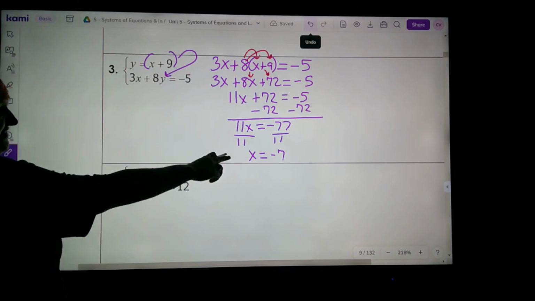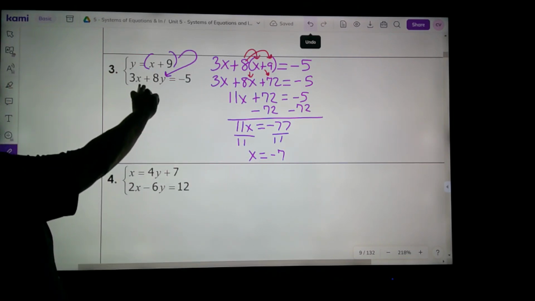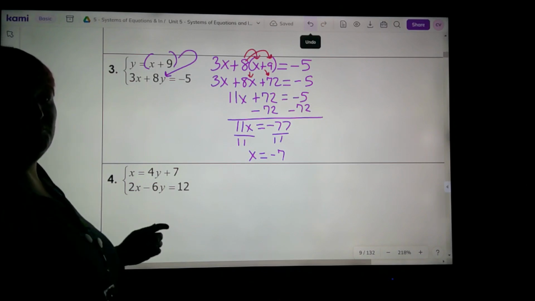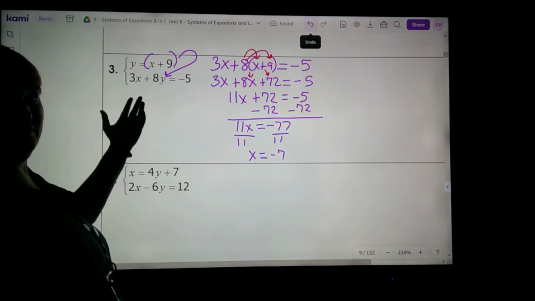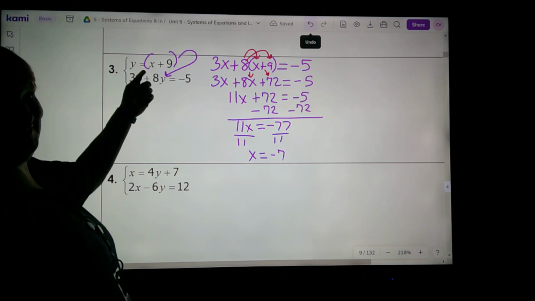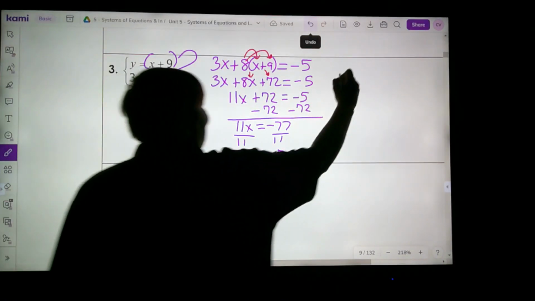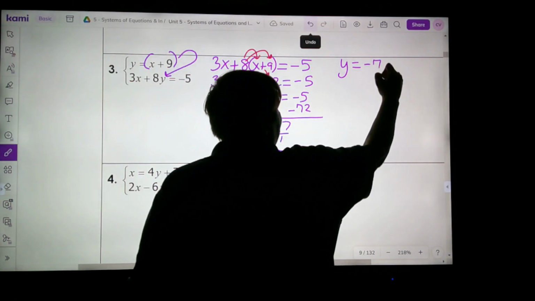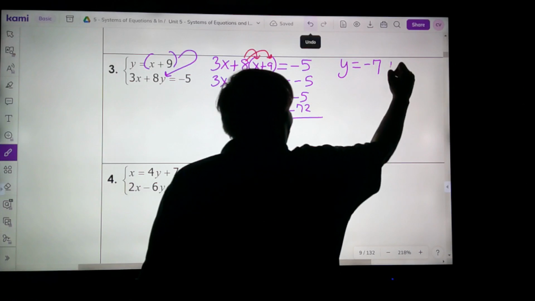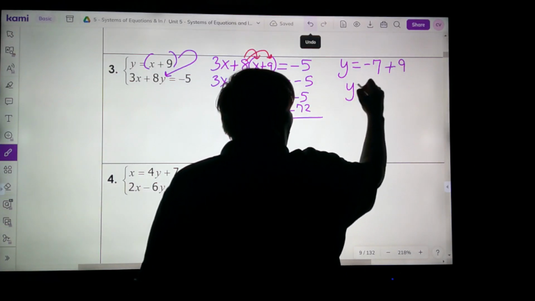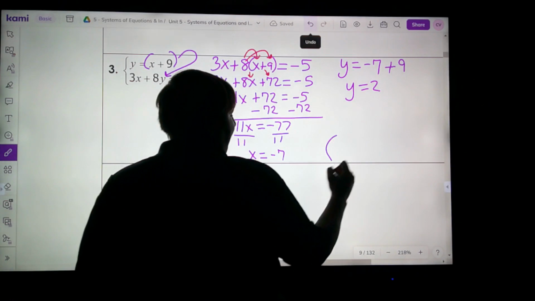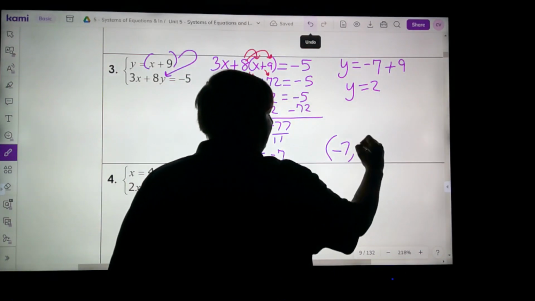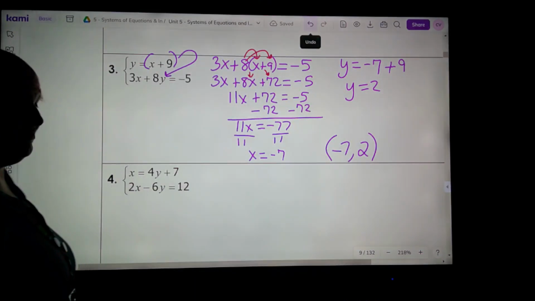Now that we know what x is, we're going to go back and put it into this equation. The good news is you can put it into whichever equation you think is simpler. Guess what? I think the top one is simpler. Right? So y equals x plus 9. So y equals 2. So my solution is -7 for the x, 2 for the y. This is the point where they intersect.